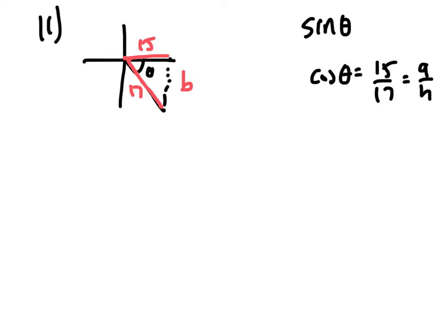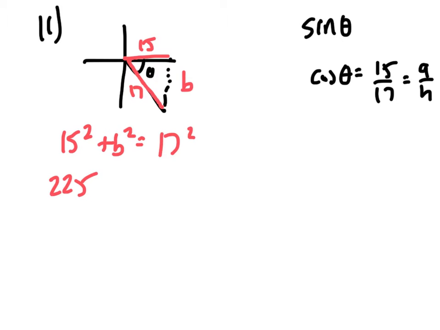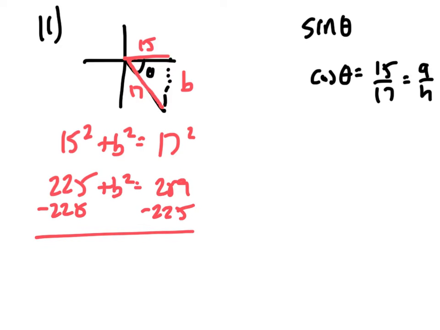And I'm going to do that by doing 15 squared plus b squared equals 17 squared. So 15 squared is 225 plus b squared equals 17 squared, which is 289. I'll then subtract 225, and when I do that I get 64, so I get that b squared equals 64. I will then take the square root of both sides and get that b equals 8. So this last side right here is 8.